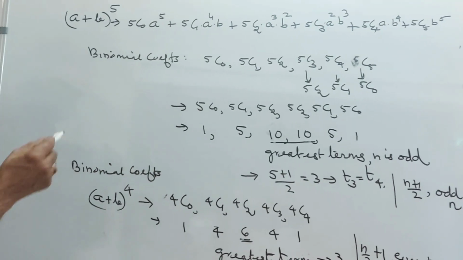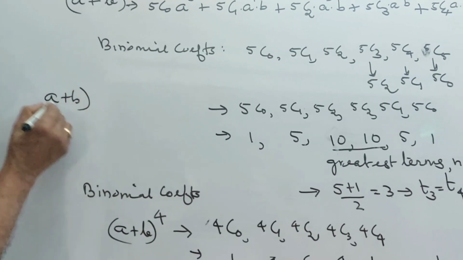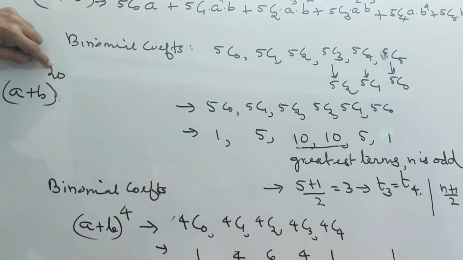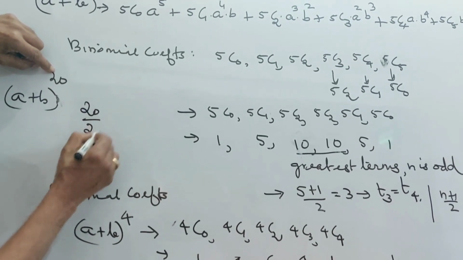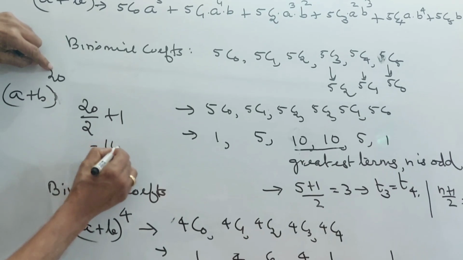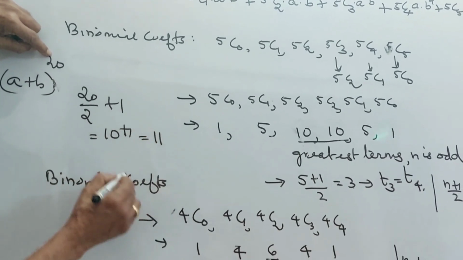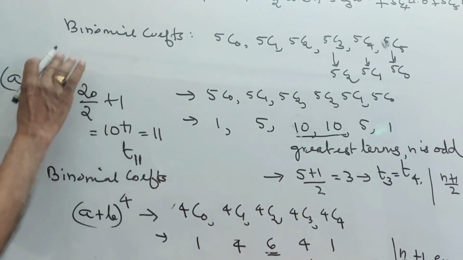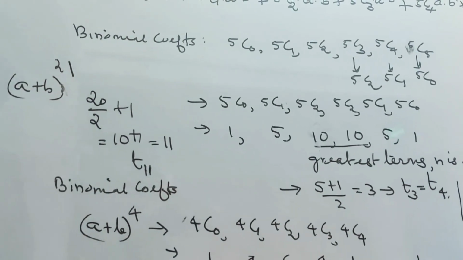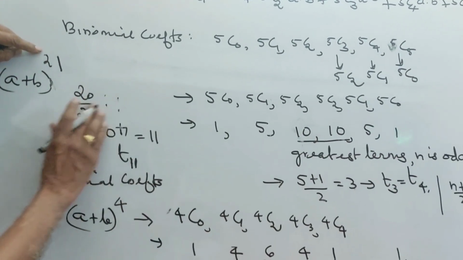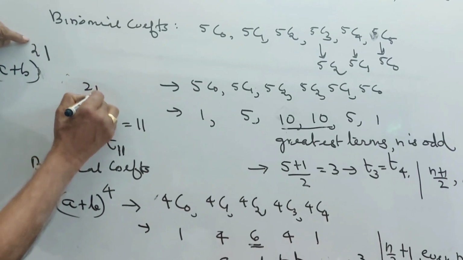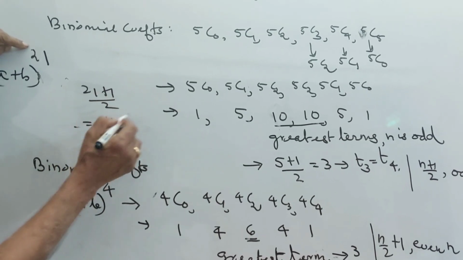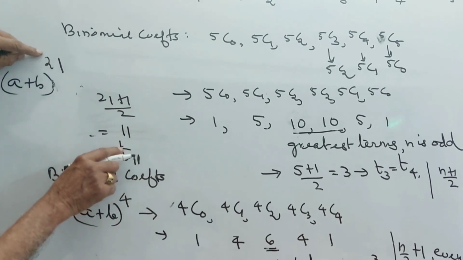Now, for example, if (a plus b) raised to 20 is considered, 20 is even. So in that case go for this: 20 by 2 plus 1, or 10 plus 1, or 11. So T11 will give you the greatest coefficient. If this is (a plus b) the whole raised to 21, the answer is like this: 21 plus 1 by 2, or 22 by 2, it is 11. So T11 is the greatest coefficient.